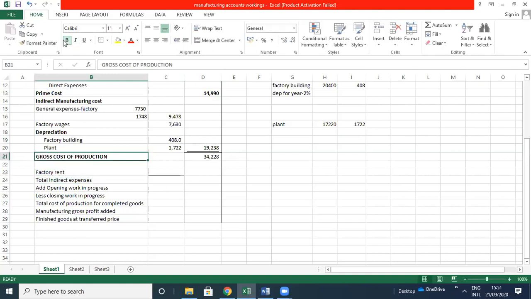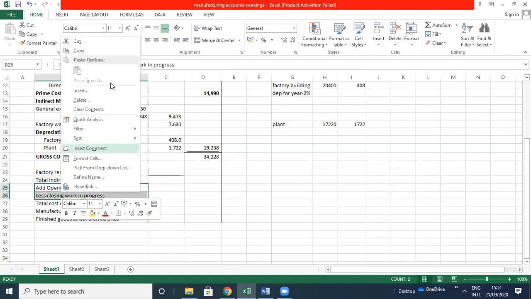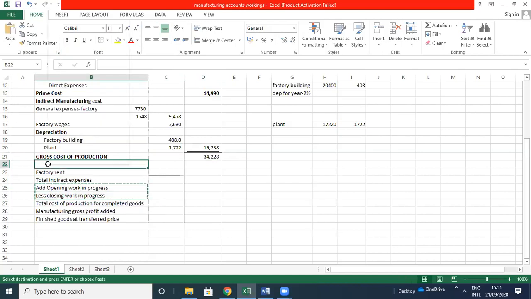From there, what did we say? You are supposed to remember that you add work in progress at the start, right? And therefore, you add opening work in progress, and you less closing work in progress. So what was the opening work in progress? Someone? Those figures are there. Very fast, those figures are there. Opening work in progress, 2210. Thank you.